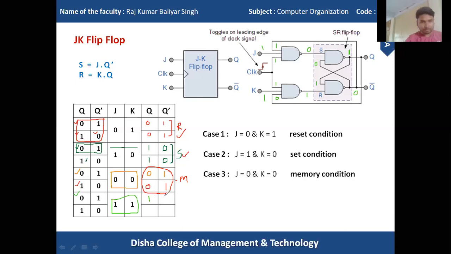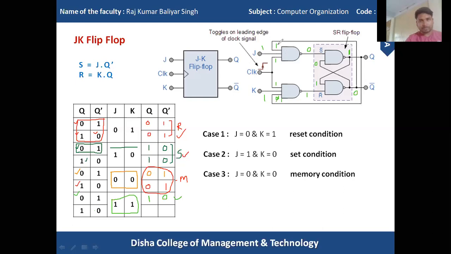For the value of q equals 0 and q naught equals 1, we assumed this value. But for the case of j equals k equals 1, we are getting this q and q naught. This is the final value. So next, again we'll check by changing q equals 1 and q naught equals 0. We'll replace this 0 with 1.